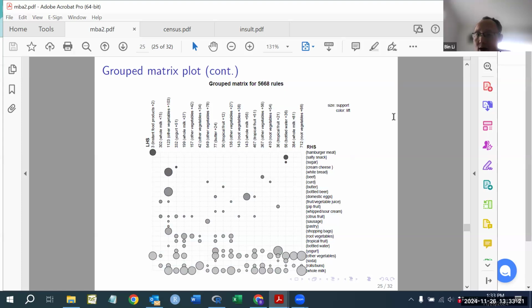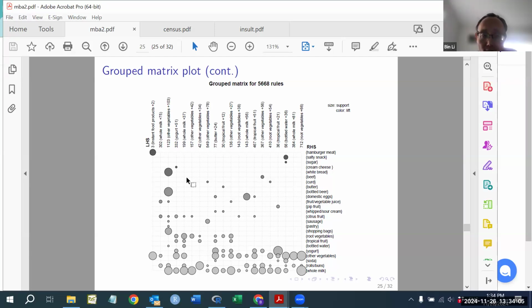Here the size of the bubbles is proportional to the support for the rules, and the darkness of the bubbles is proportional to the lift. Remember the lift? If the antecedent and the consequent are independent, then the lift should be around 1, right? If the lift is much larger than 1, that means there is a strong association between the right hand side, which is the consequent, and the left hand side, which is the antecedent.